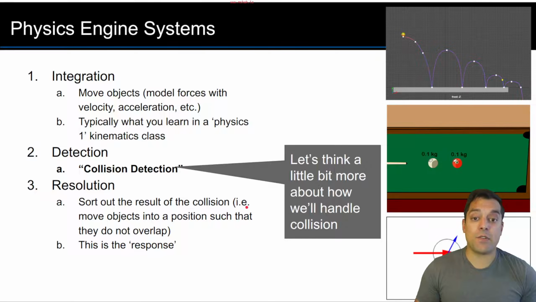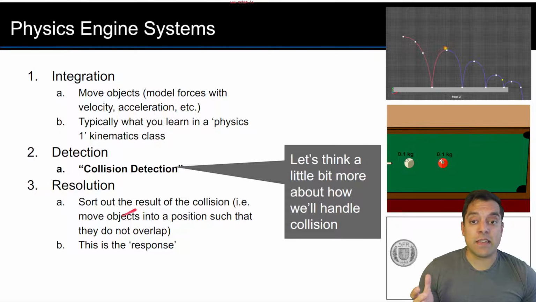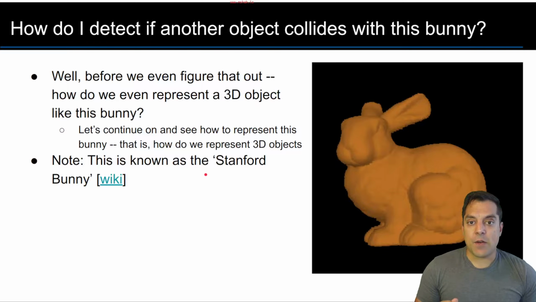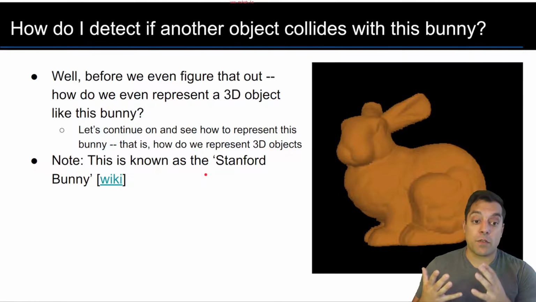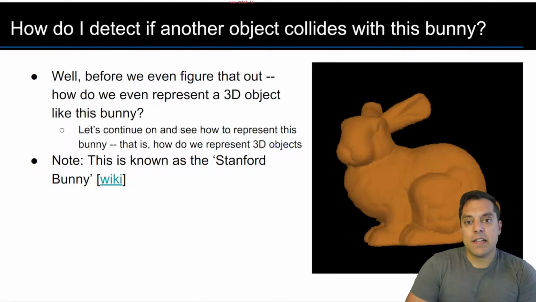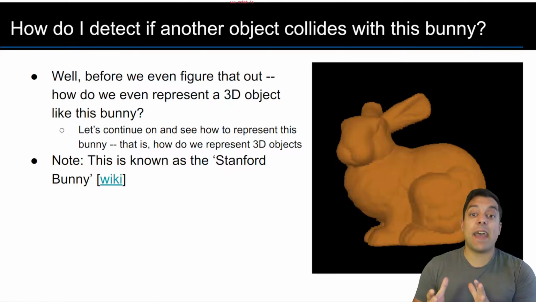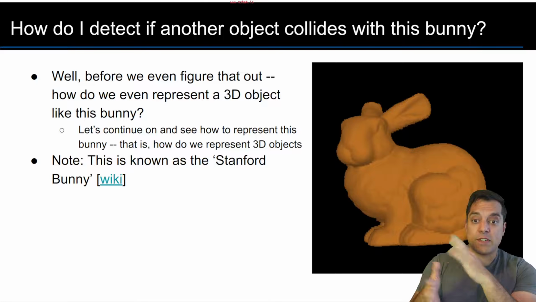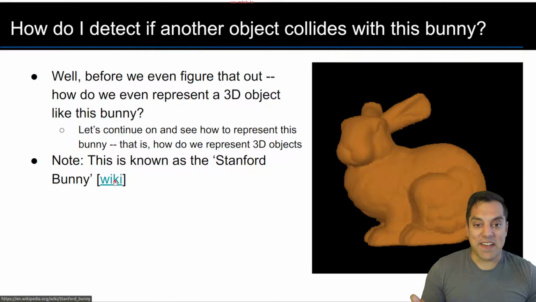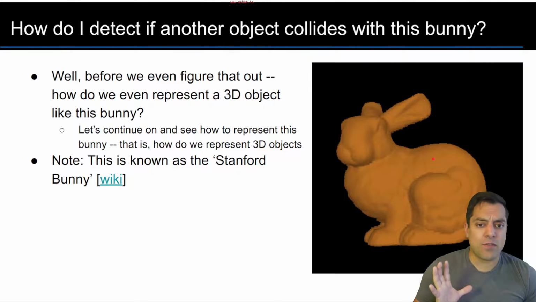But let's focus a little bit more on this collision part of the physics engine. So the problem that I'm going to set us up for the remainder of this lecture is, how do I detect if another object collides with this bunny here? So I'm going to try to have two bunnies collide. And this particular bunny, which is famously known as the Stanford bunny, you can click on that, a laser scan bunny at Stanford, is made up of triangles, which I'll show you, about 69,451, I believe the official bunny is made up of.